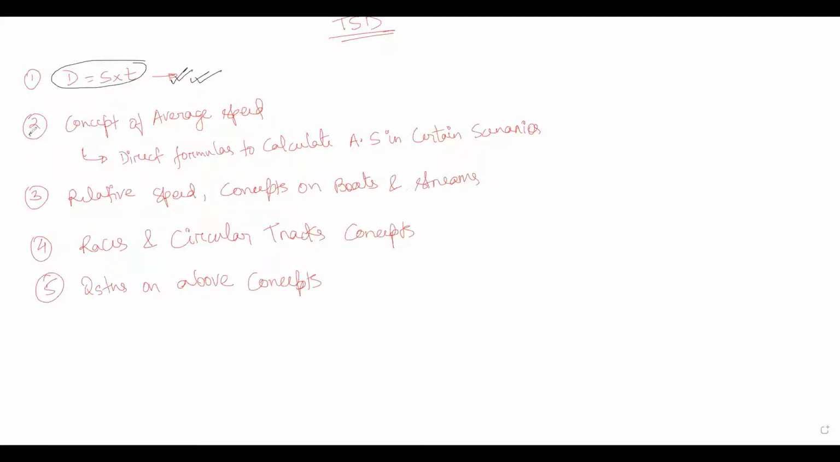Then we'll be learning the concept of average speed, where we can use some direct formulas to calculate the average speed in certain scenarios. Post that, we'll be learning about the relative speed concepts, and we'll be also learning the concepts on boats and streams. Post that, we'll be learning the concepts of races and circular tracks, and we'll be also doing some questions based on the above concepts. So let us start with the basic formula used in time, speed and distance, that is distance equal to speed into time.